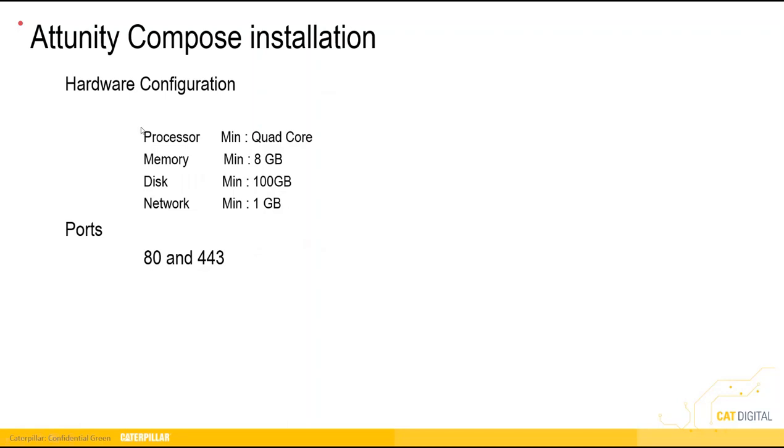They have given hardware configuration requirements. These are the minimum requirements they gave. But if you go to the user guide, they give size-wise suggestions based on your project. This is not mandatory, but they give it. Here is the processor size, quad core, memory 8 GB minimum required, and disk space and network.